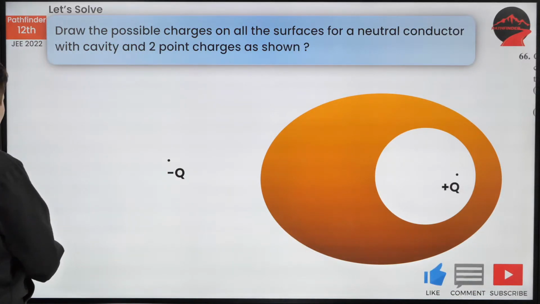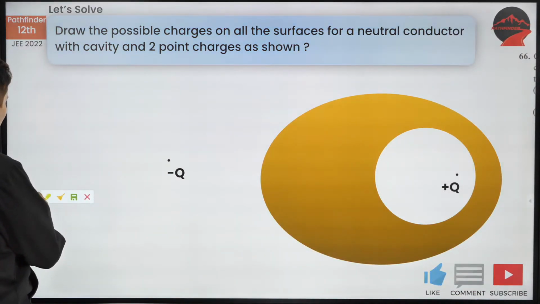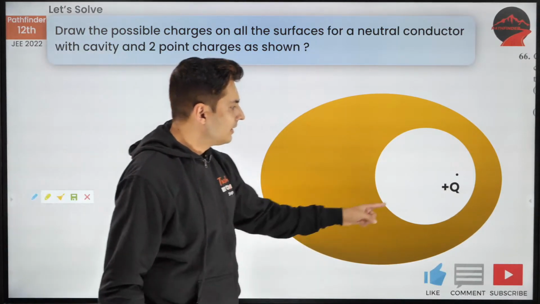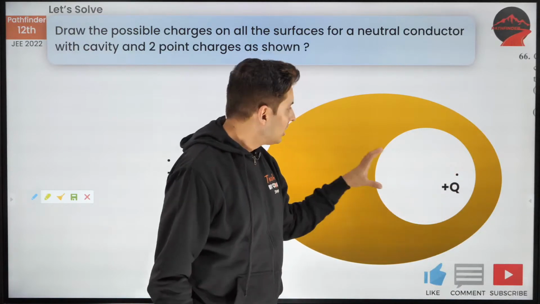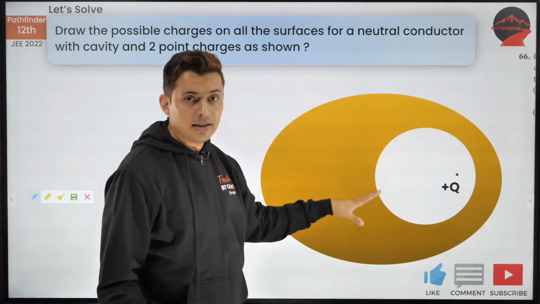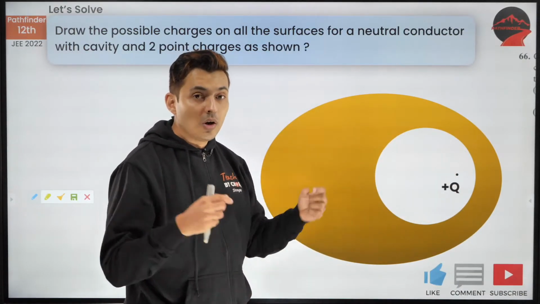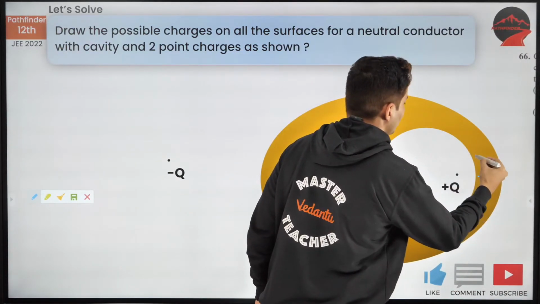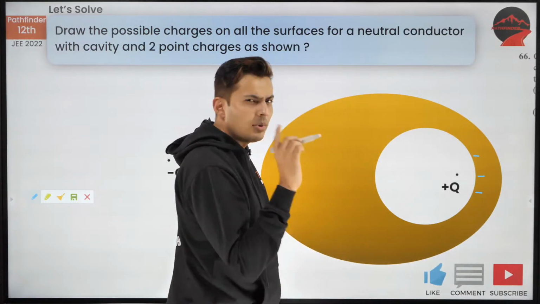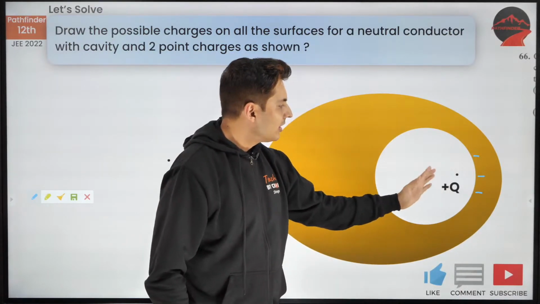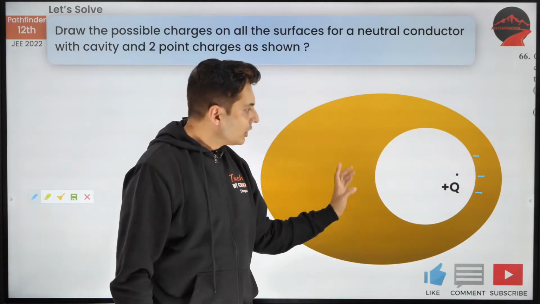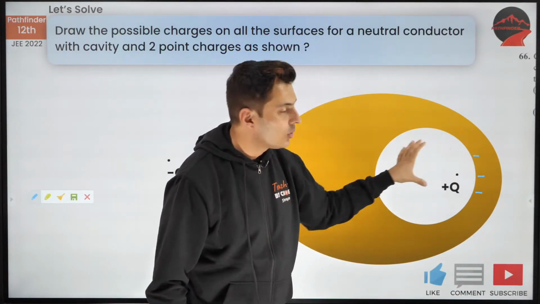So first of all, let's try to think about this. How will the charges behave? So guys, first of all, I feel because of this positive charge, this cavity surface will have negative induced charge. All the electrons will be attracted by the positive charge. So I feel there should be negative charges here, but since the positive charge is more towards your right side than the left side, electrons will accumulate more over there.